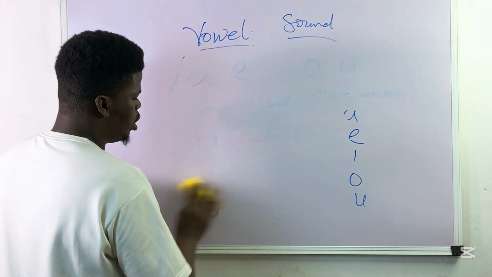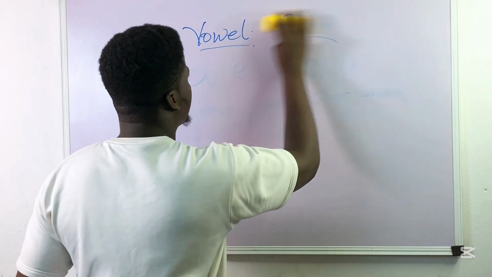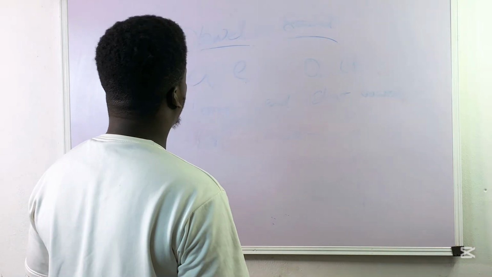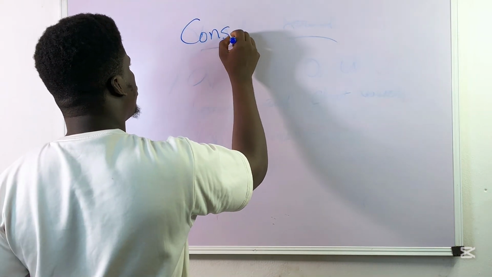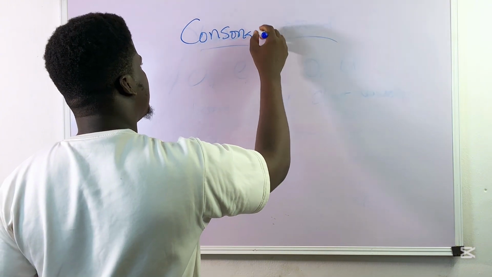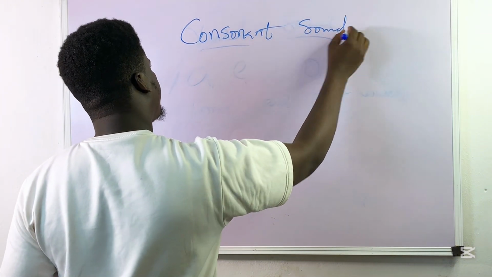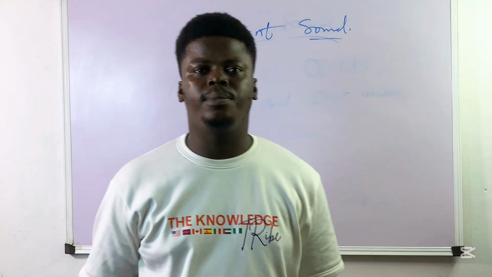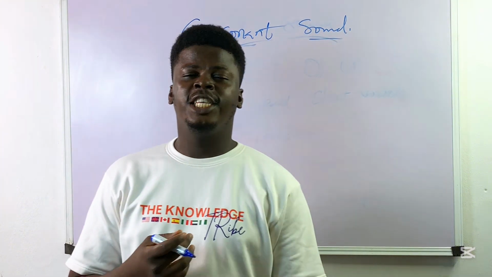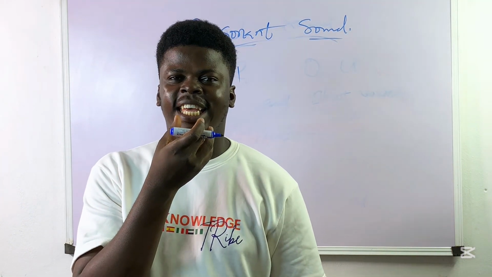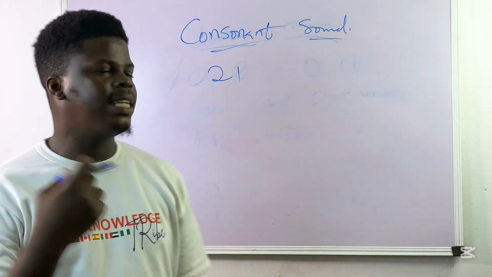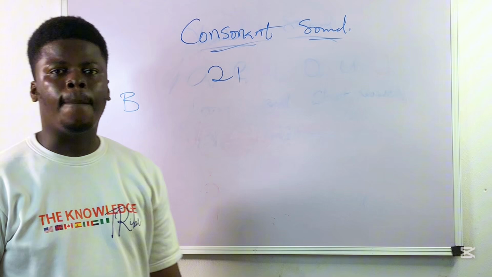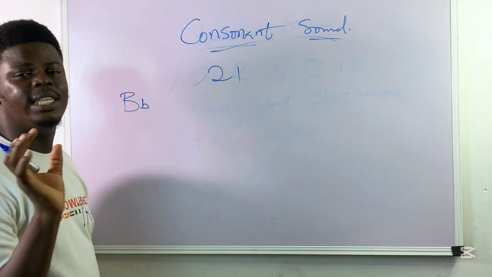Then let's move straight to the consonant sound. The consonant sounds are actually 21. When you are pronouncing a consonant sound, make sure that you observe how you pronounce it. It's pronounced with the teeth, the tongue, and the lips. So for example, you can see this is B. You can see that we're using the lip to pronounce it.